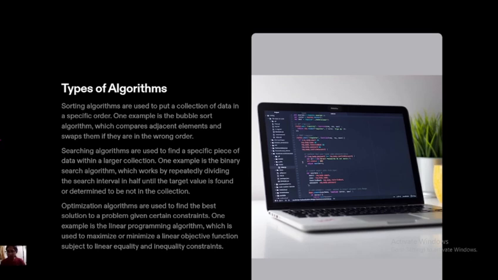Optimization algorithms are used to find the best solution to a problem given certain constraints. One example is the linear programming algorithm, which is used to maximize or minimize a linear objective function subject to linear equality and inequality constraints.